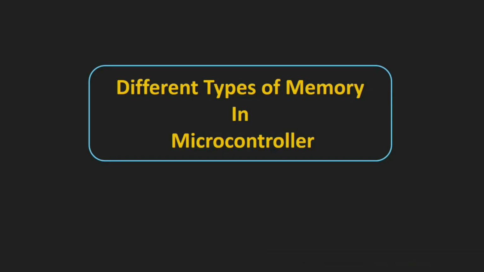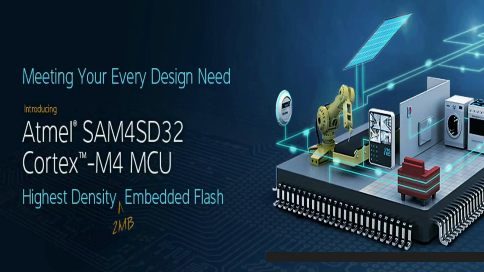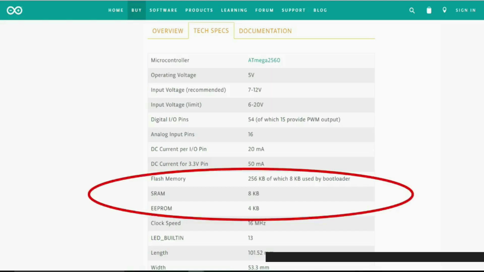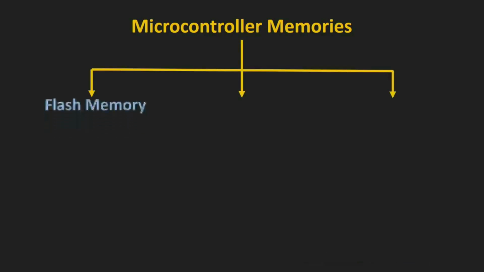In this video, we are going to see different types of memory inside the microcontroller. If you see any modern day microcontroller, let's take an example of a very popular Arduino based microcontroller board or a very advanced Cortex M4 based microcontroller, and look at the specifications, there are different types of memory. You will find three types of memories. The first is flash memory, second is SRAM, and third is EEPROM.